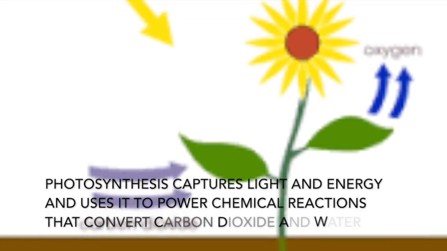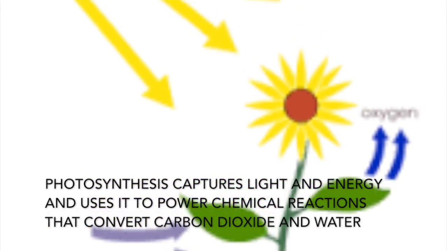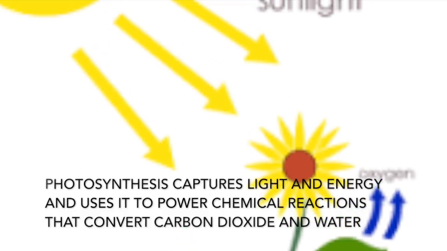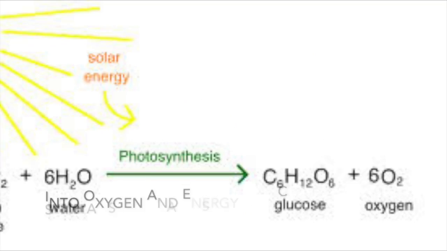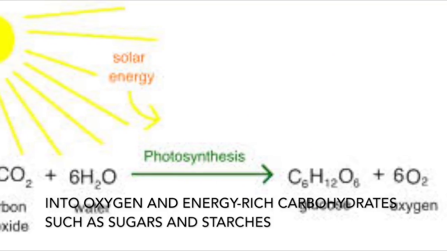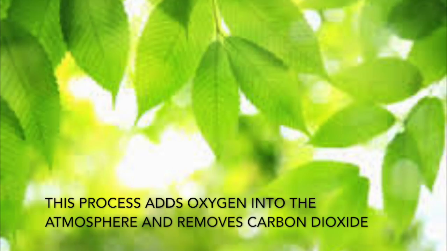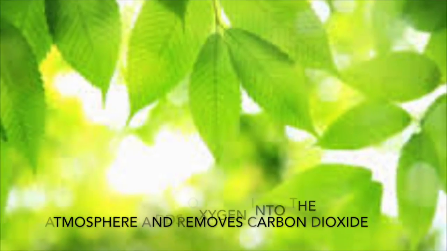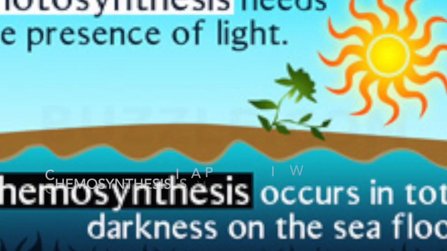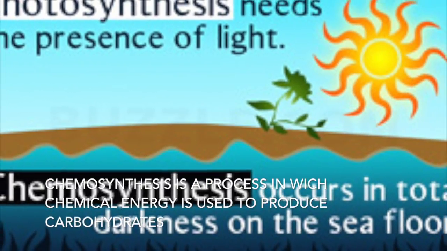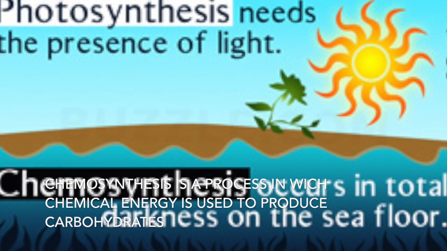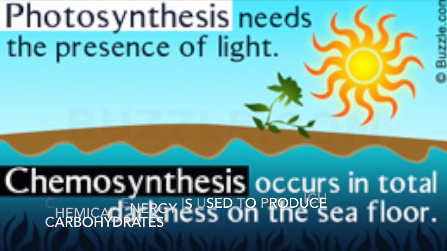Photosynthesis captures light energy and uses it to power chemical reactions that convert carbon dioxide and water into oxygen and energy-rich carbohydrates such as sugars and starches. This process adds oxygen to the atmosphere and removes carbon dioxide. Chemosynthesis is a process in which chemical energy is used to produce carbohydrates.